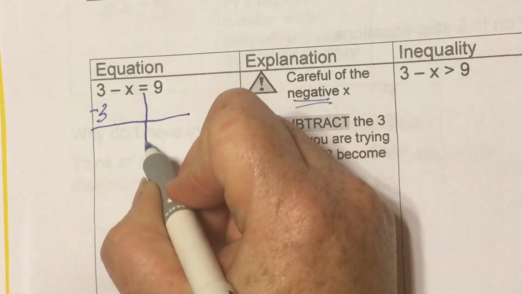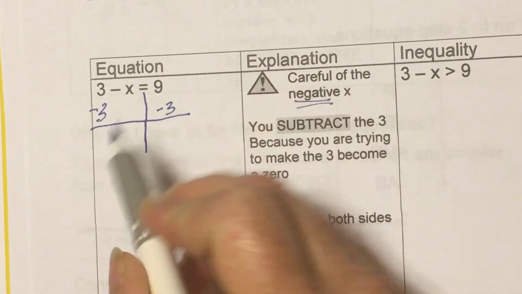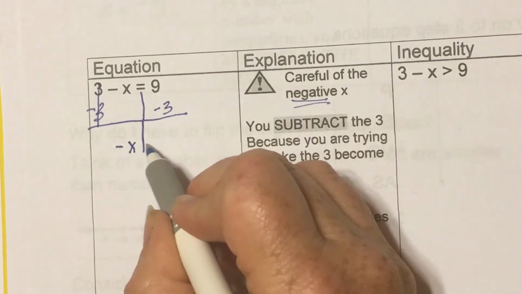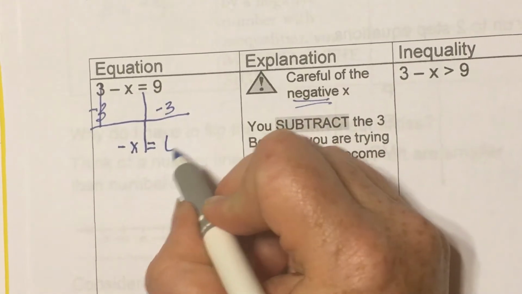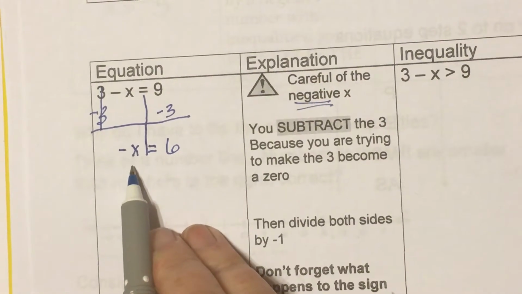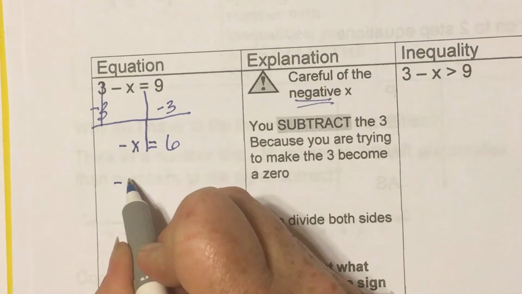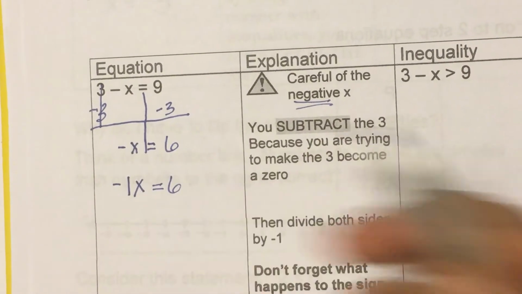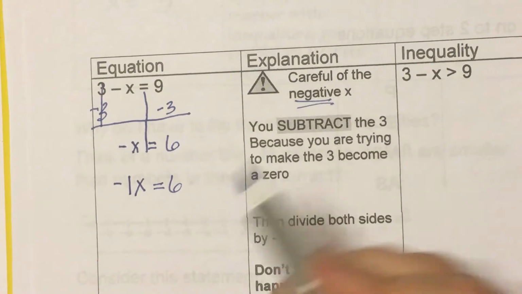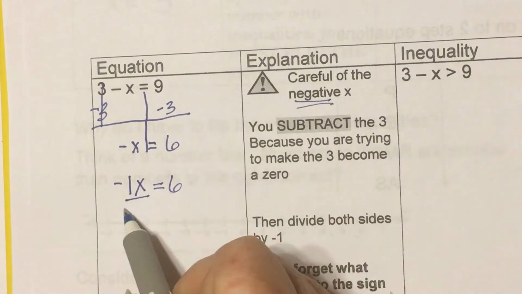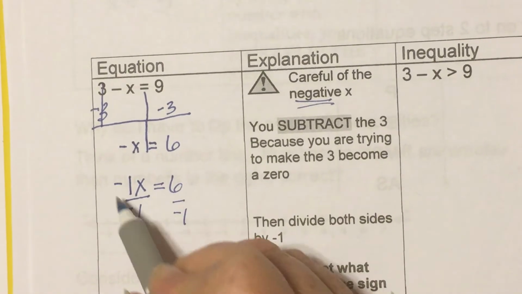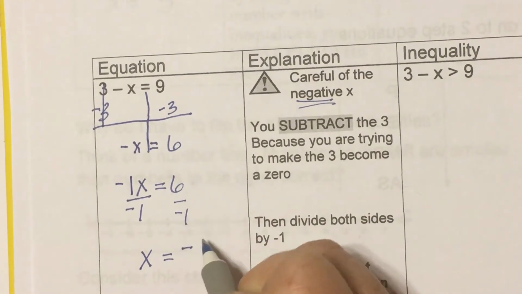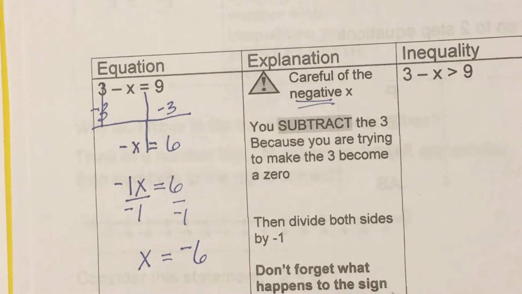And again, I'm going on either side of that equal sign, subtract 3. Now, that makes this 0. That makes this negative x. 9 minus 3 is 6. Now, negative x is the same thing as negative 1x, so you could go back and forth with that. So in this case, you're going to just divide both sides by negative 1 because I want a positive 1x in the end, and 6 divided by negative 1 is negative 6.